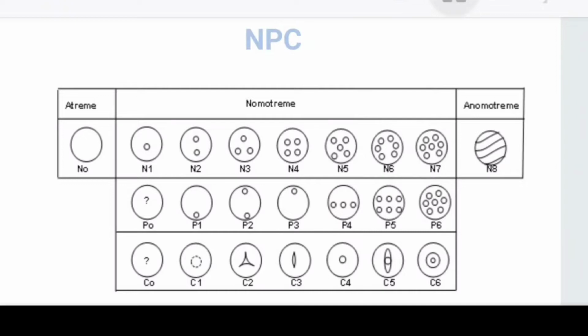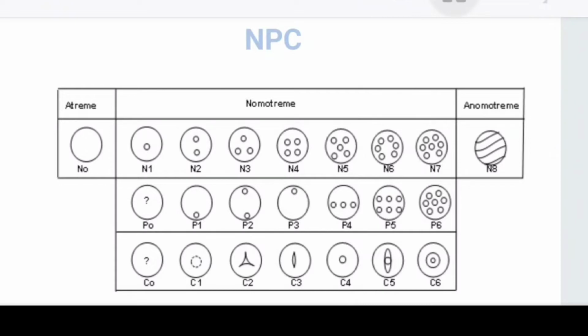The number: there are 8 types of numerical values, N0 to N7, where N0 means there is no aperture at all, so it is also called atrem. Trem means aperture, A means absent. N1 means there is a single aperture, also called monotrem. Similarly, N2 means two apertures, ditrem. N3 is tritrem. N4 is tetratrem. N5 is pentatrem. N6 is hexatrem.